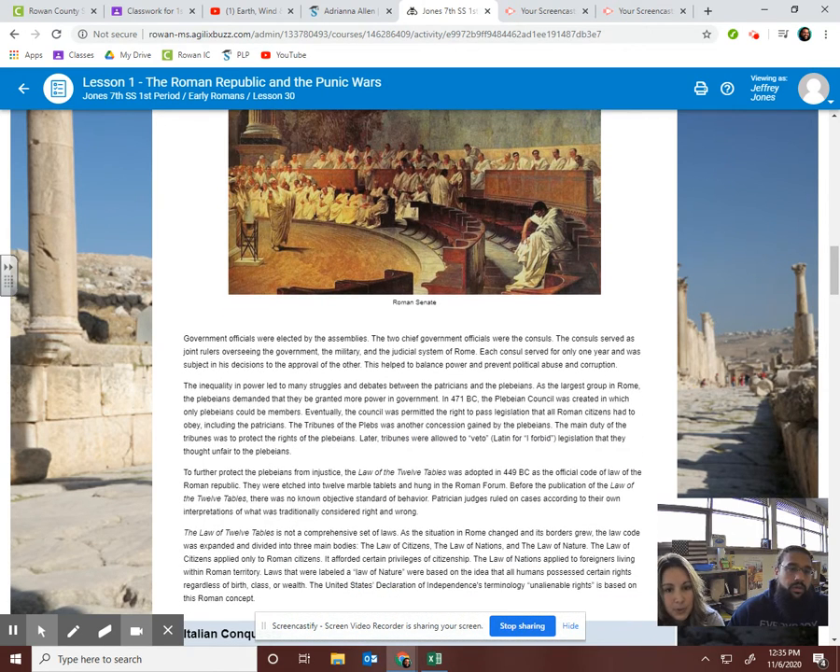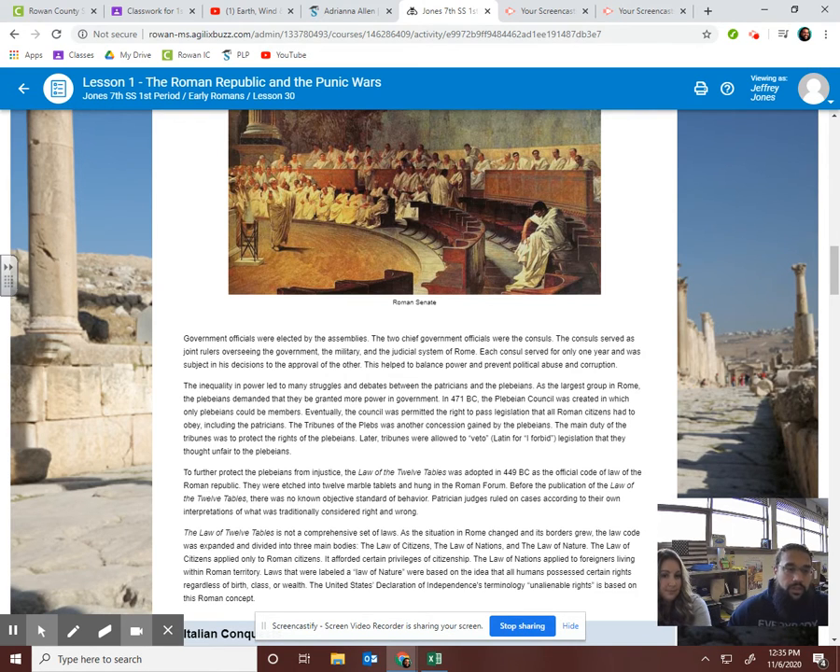It says government officials were elected by the assemblies. The two chief government officials were the consuls. The consuls served as joint rulers overseeing the government, the military, and the judicial system of Rome. So just like in our system today, our government system, where we have the legislative, the executive, and the judicial branch, they had the same. Each consul served for 1 year and was subject in his decisions to the approval of the other. This helped balance power and prevent political abuse and corruption.